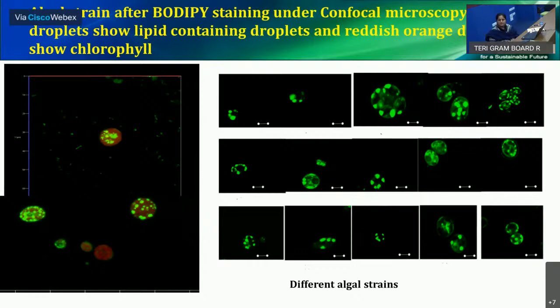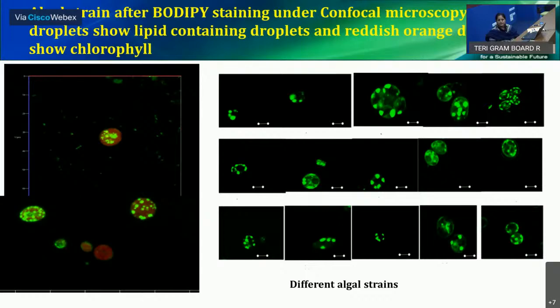So we can clearly see the lipid bodies in the green. On the right hand side, a few are present on the cell membrane, and there are few lipid bodies which are present intracellularly. And on the right hand side, we can see the green droplets show the lipid containing, and the reddish orange droplet shows the chlorophyll. So this is the qualitative analysis we do through the confocal microscope in order to see whether the cells at different days of harvest have accumulated lipid or not.